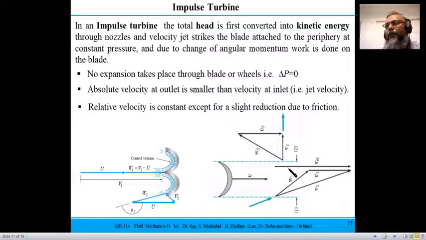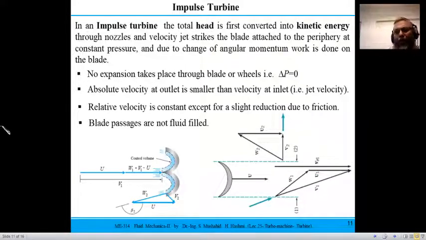There is not much appreciable change that takes place as far as relative velocity is concerned. So W1 is nearly the same as W2, if you are assuming that no friction takes place in the blade passage. Usually there is a slight reduction, but it is not due to the theory but due to the effect of friction. So relative velocities in an impulse turbine are constant, whereas the absolute velocity of the fluid decreases from inlet to outlet.